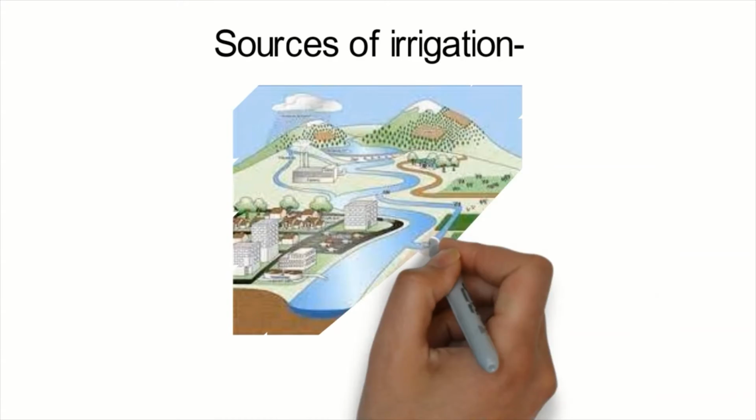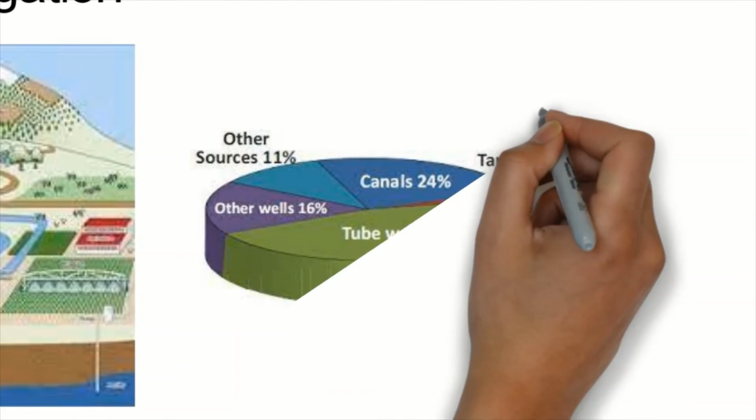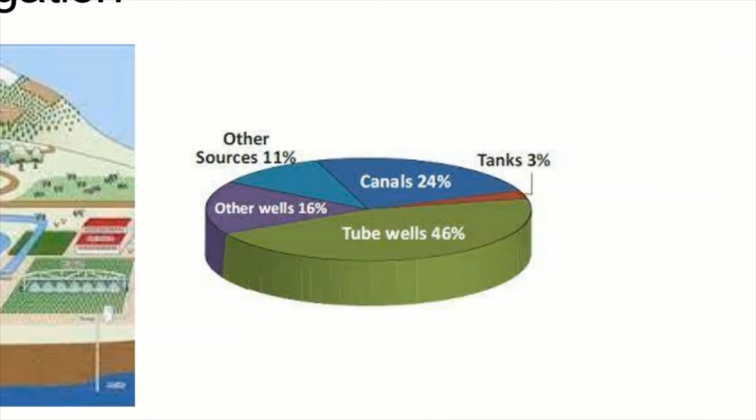Sources of irrigation. As you can see in this picture, water is collected from the nearby river and through canals it reaches the nearby fields and the cities. Also, various pumps and wells are built in order to irrigate the land. Thus, if we denote it through a pie chart, we will see that the sources of irrigation are canals, tanks, tube wells or wells, and also rainfall.